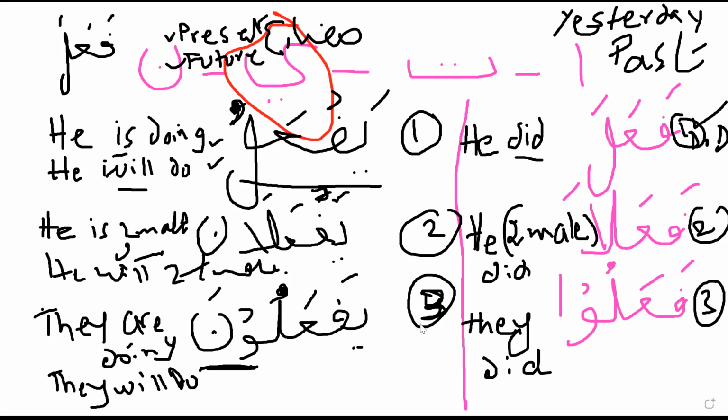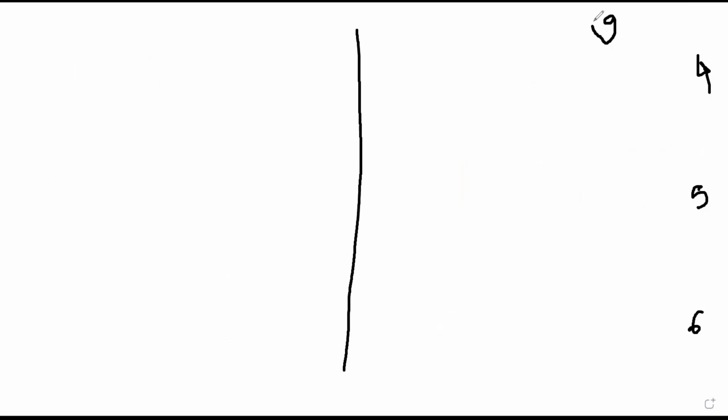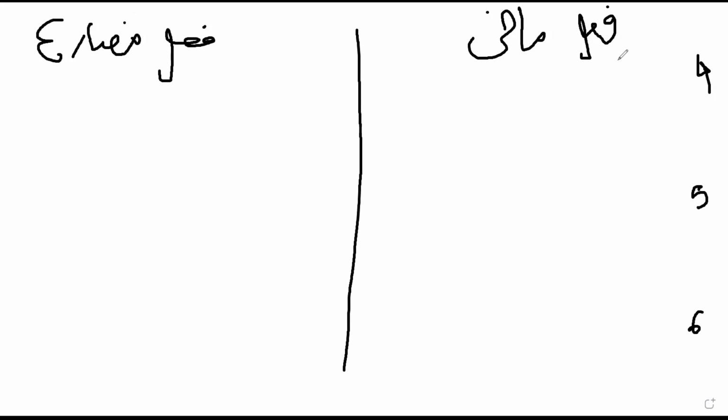Okay. So let me erase this one. And now we are talking about the 4, 5, and 6. Okay. So I'm writing here fe'l mazi. And over here we will change into, sorry, fe'l mudari. Okay. So the third one is basically absent but female. So one female, two female, and more than three female.